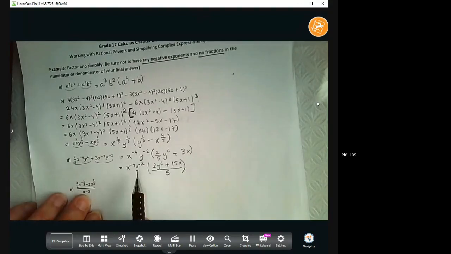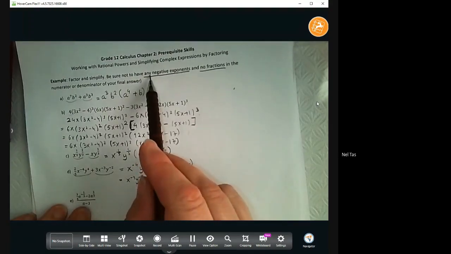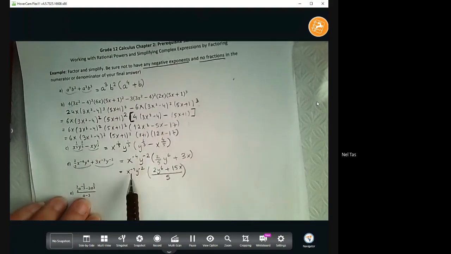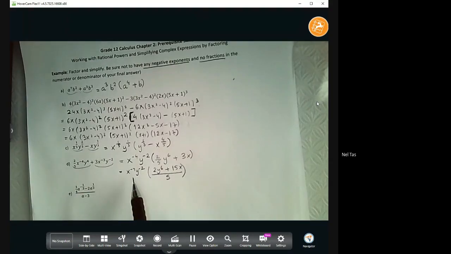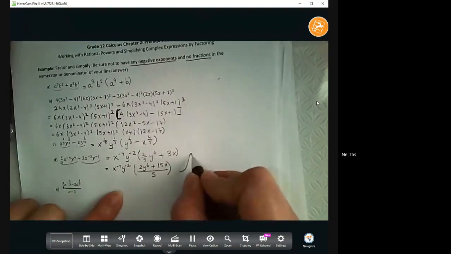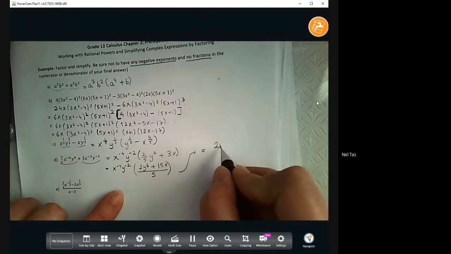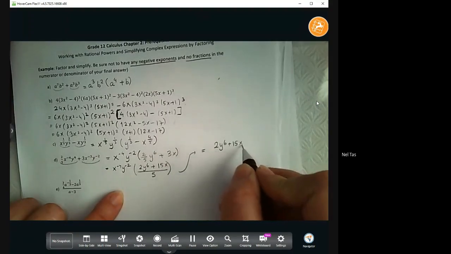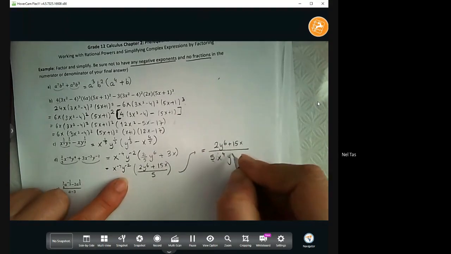And next step, getting rid of the negative exponents. Again, we should not have any negative exponents. If you have a term with a negative exponent in the numerator, you move it down and make it a positive exponent. Or if you have a negative exponent in the denominator, you move it to the numerator to make it positive. So then we will have here 2y to the power of 6 plus 15x over 5 times, I don't need a bracket, x to the power of 4 y squared.